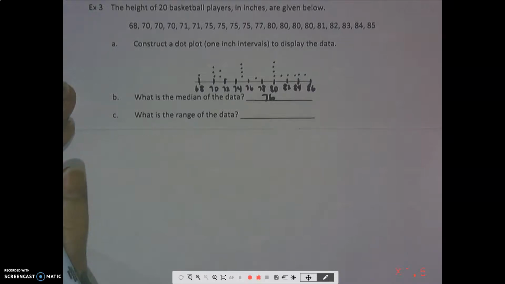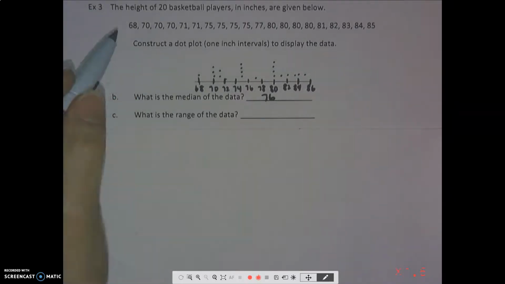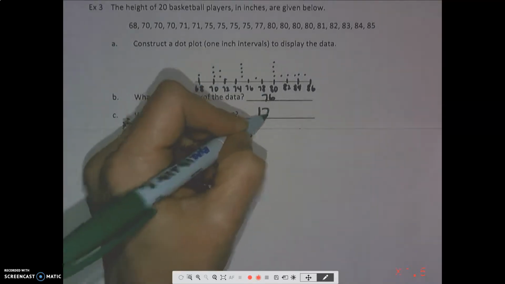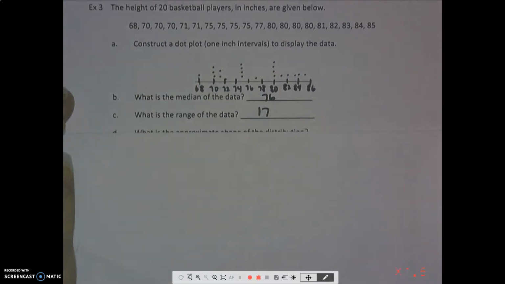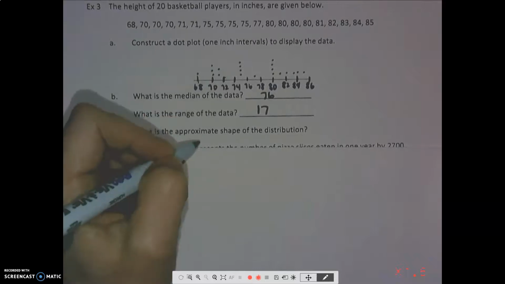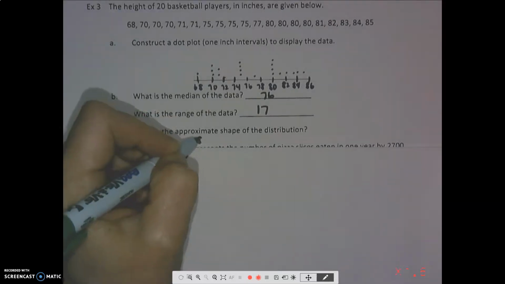The range of the data means that we're going to take the highest number, which is 85, and subtract the lowest, which is 68. So there's a range of 17 inches. And then what is the approximate shape of this distribution? So we're going to say symmetrical.